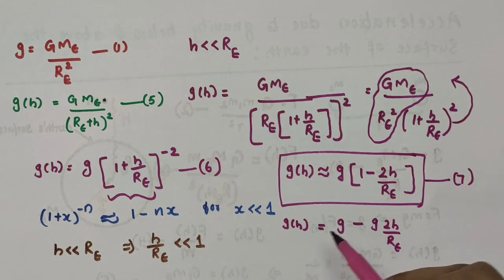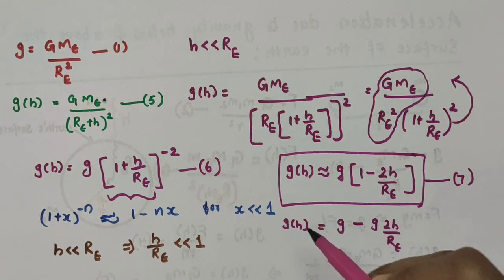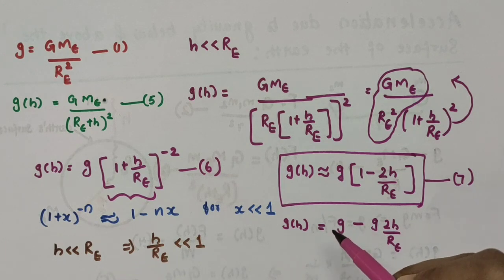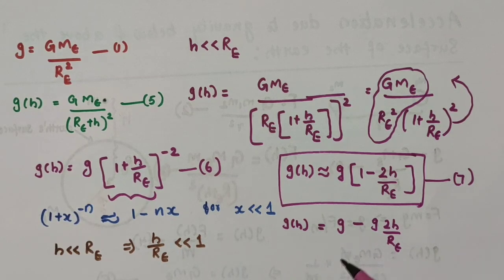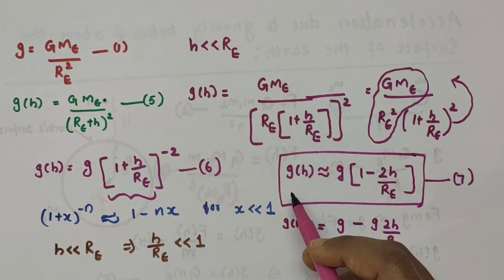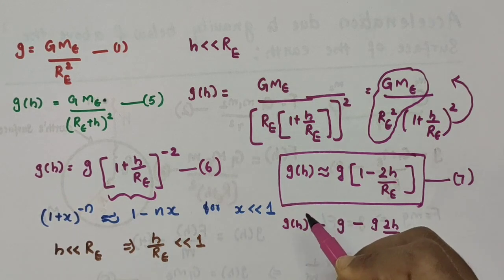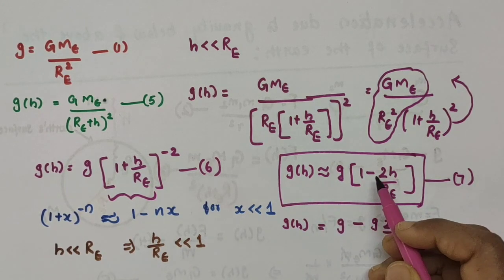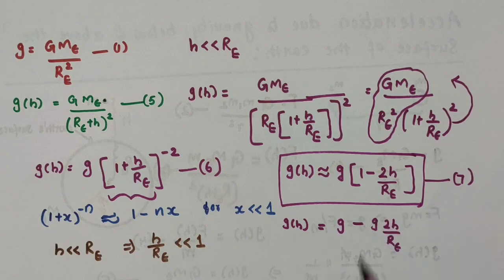And it is actually less than the g value on the surface of the earth. Okay, because here we are getting g of h as g minus some value, no? So obviously the total value will be less than this g, no? Okay, so for small heights h above the surface of the earth, the value of acceleration due to gravity g of h decreases by a factor 1 minus 2h by Re.